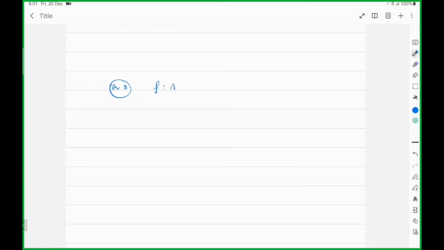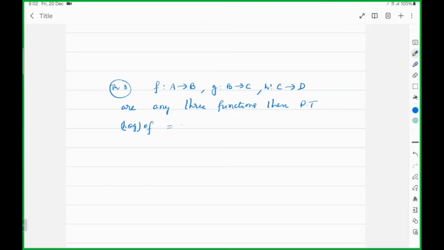F maps from A to B, G maps from B to C, and H maps from C to D, any three functions. Then prove that H circle (G circle F) equals (H circle G) circle F.